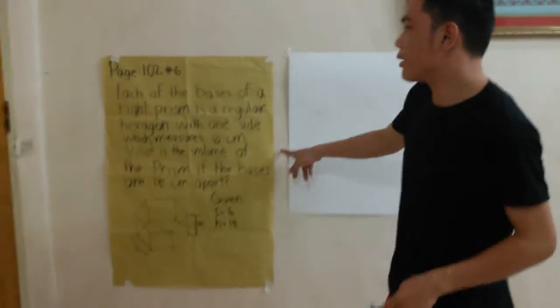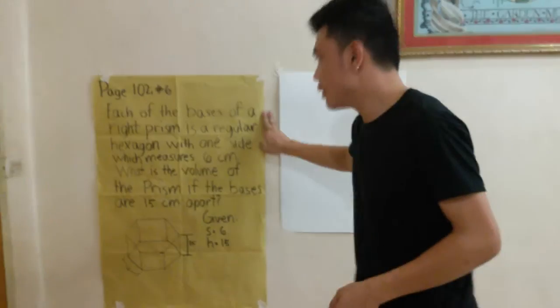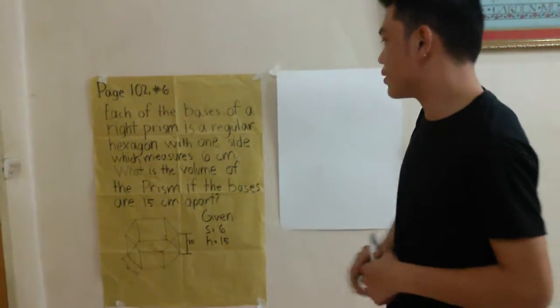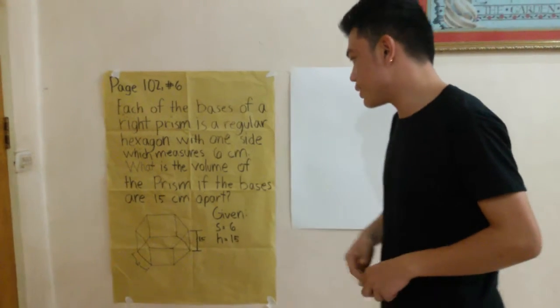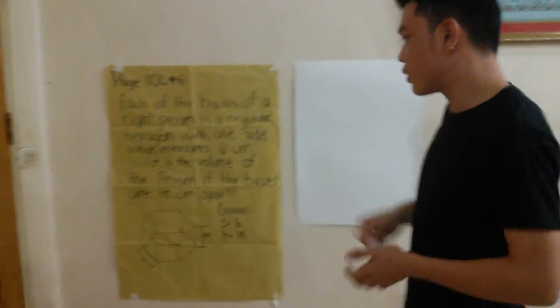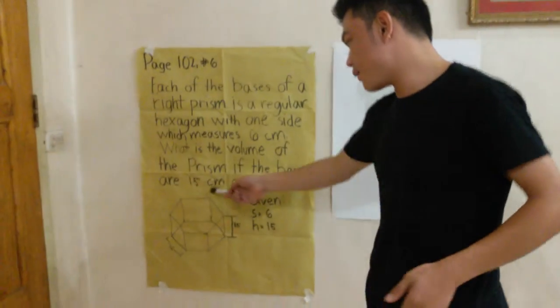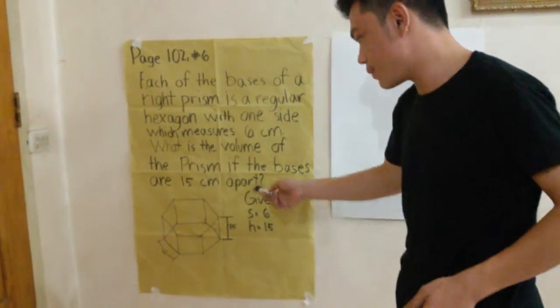I have a problem in page 102, number 6. Each of the bases of a right prism is a regular hexagon with one side which measures 6 centimeters. What is the volume of the prism if the bases are 15 centimeters apart?